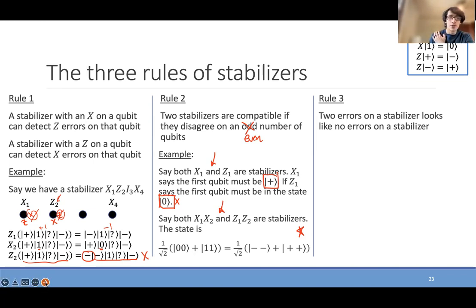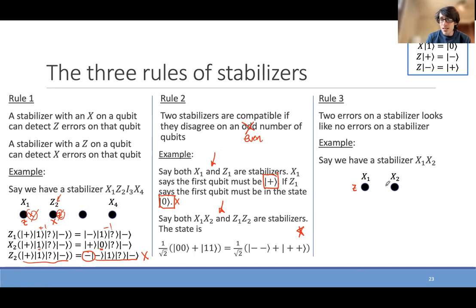And finally, the third rule is that if we have two errors on our stabilizer, that's the same as no errors on our stabilizer. So for example, if we have the stabilizer X1 times X2, then this stabilizer can detect Z errors here or Z error here, because those are the errors that disagree with that qubit stabilizer.